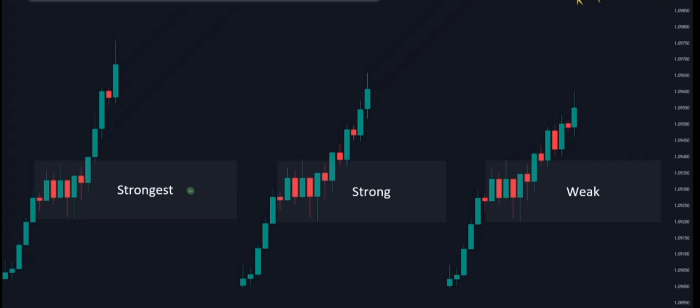As you can see in the examples, the strongest supply zone is the one followed by the cleanest and most aggressive bearish move. The weaker the expansion, the weaker the zone. So always ask yourself, how strong was the reaction? Because the strength of the move reveals the strength of the zone.